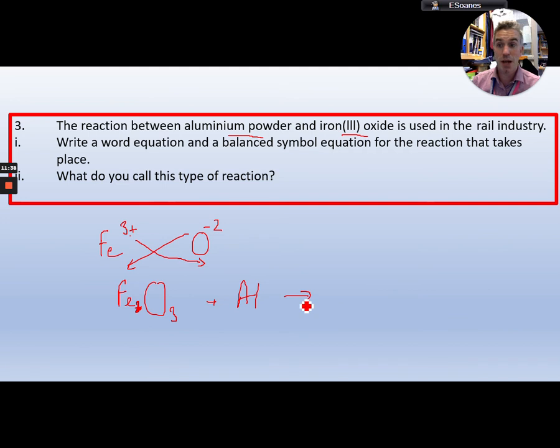Is it a displacement reaction? Is aluminium more reactive? It is. So then you're going to form aluminium oxide. But the formula for aluminium is +3, oxygen's O2. Can you work out the formula for aluminium oxide? You can do this. And what do you call this reaction? We talked about this.